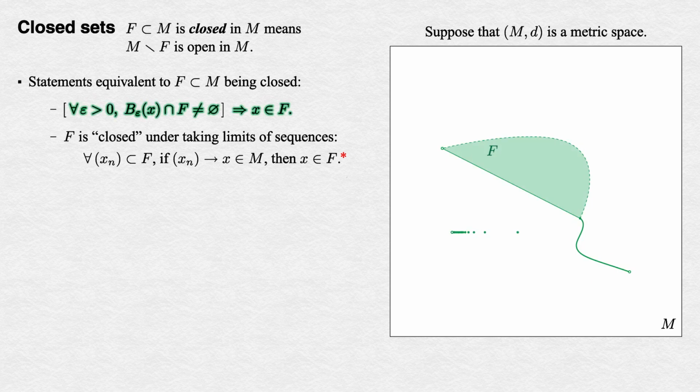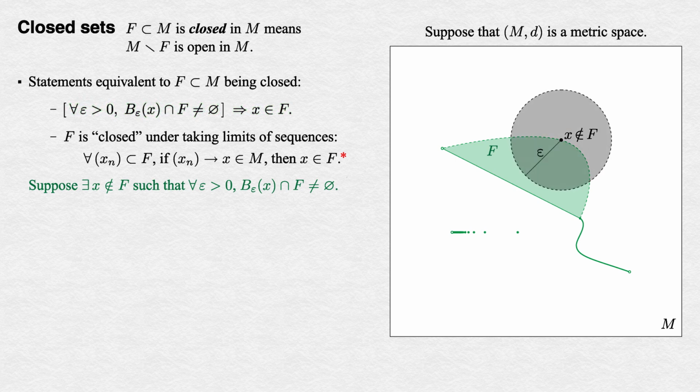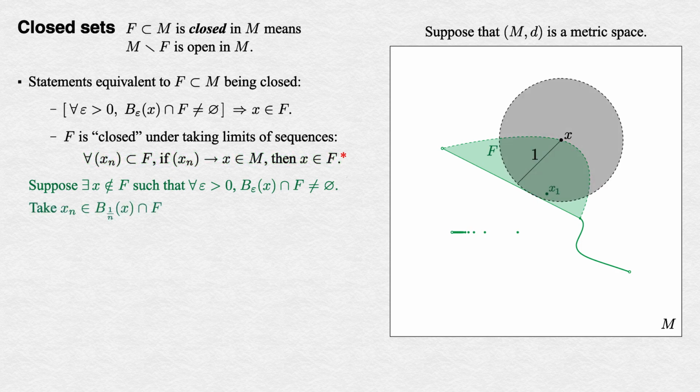Now suppose the open ball condition fails. In other words, that there is a counterexample to this implication. There exists some point x not in F, satisfying this open ball condition. We can use this to construct a sequence showing that our second condition also fails, by taking each x_n as some point in B_{1/n}(x) intersect F.